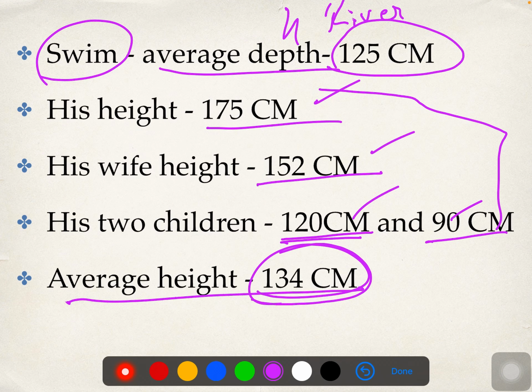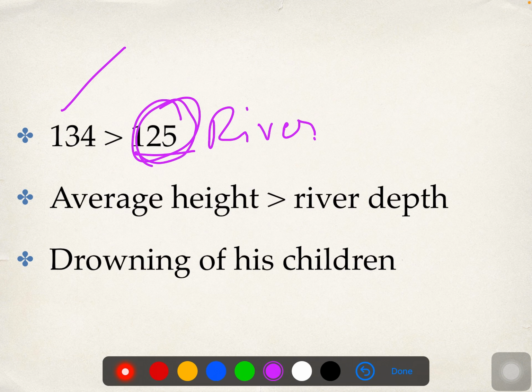He analyzed that the average depth of the river was lesser than the average height of his family, and concluded that they could all cross the river safely on foot. He thought that they could cross it very easily. But this was completely reversed, and 2 of his children drowned in the water.